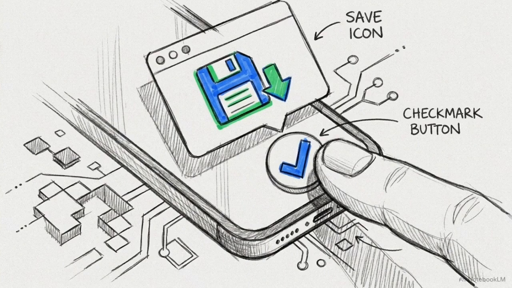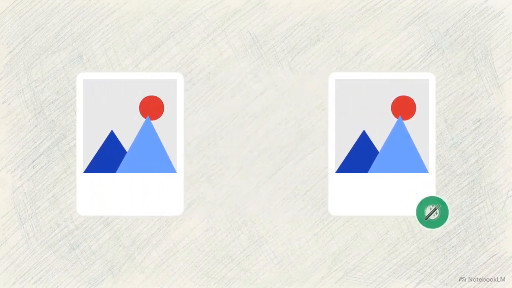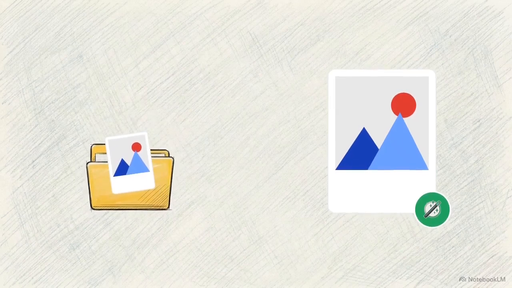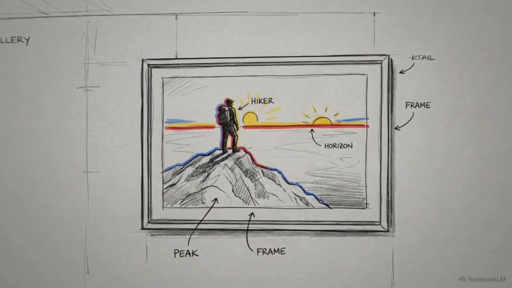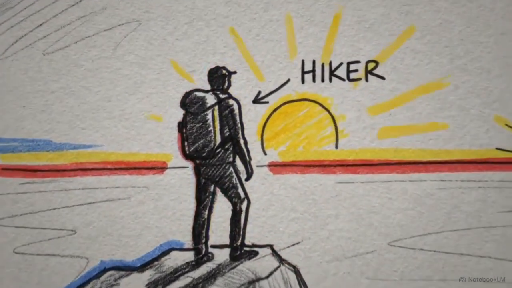select Save Copy. By selecting Save Copy, you create a new, edited file. Your original photo remains untouched in your library, ensuring you never lose the original source. Now, look at the final result. The distracting elements are gone, leaving the focus exactly where you originally intended it to be.